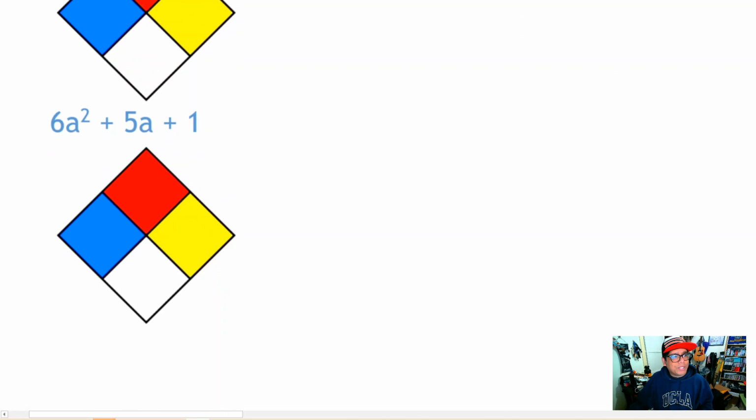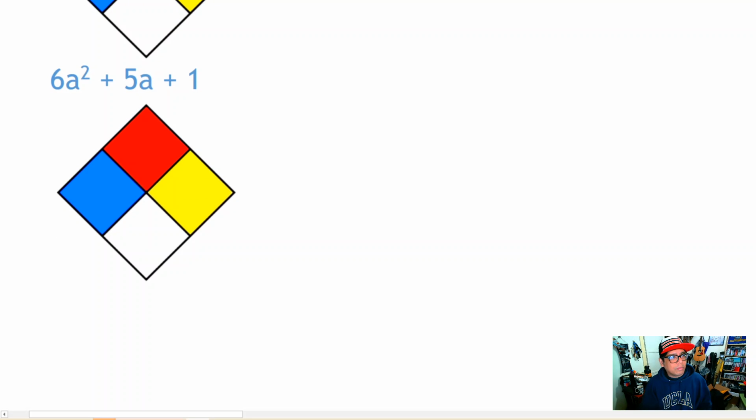All right, we've got 6a squared plus 5a plus 1. We notice that the polynomial begins with a quadratic term and a coefficient of 6. So 6 times 1 is 6. Plus 5 goes in the white square. The red square is positive, so we need to add our factors.